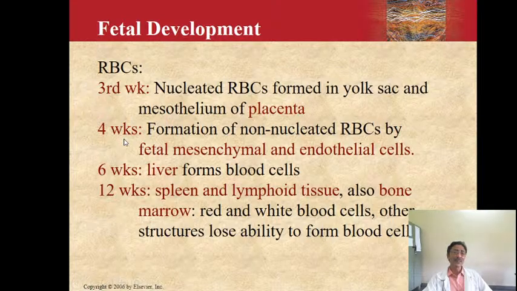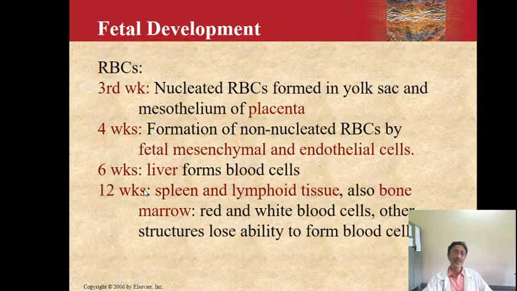By 4 weeks, the nucleated RBCs are gone, and you will find the formation of non-nucleated RBCs. These RBCs are produced by the fetal mesenchymal cells and the endothelial cells. By 6 weeks of intrauterine life, the liver starts forming the blood cells.